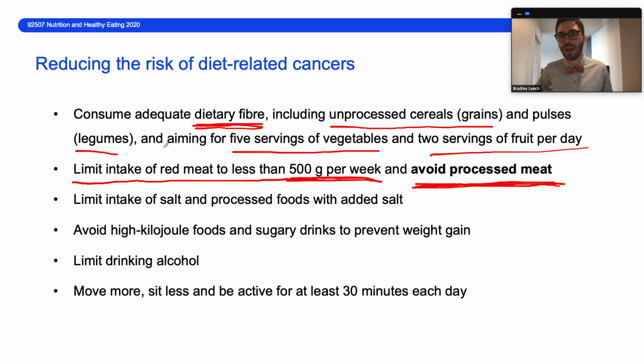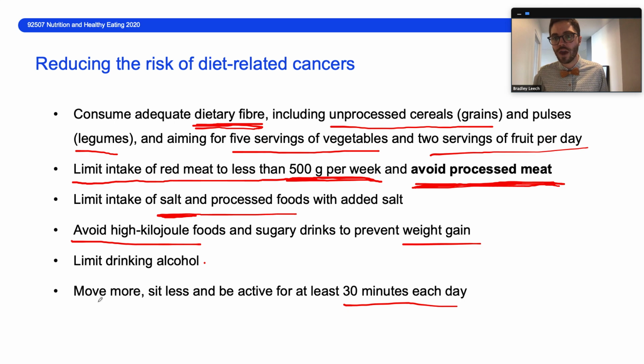Other factors at play here are to limit salt intake and processed foods, to drink less alcohol, to maintain a balanced energy intake to prevent weight gain, and of course to move every single day, 30 minutes a day.